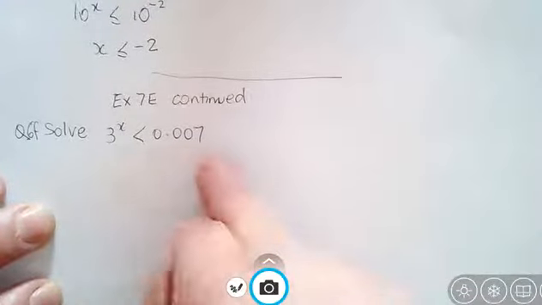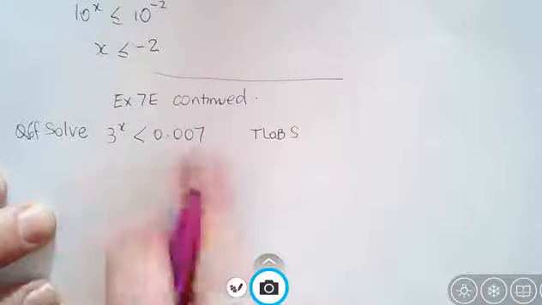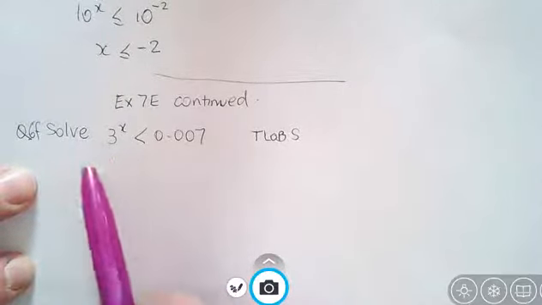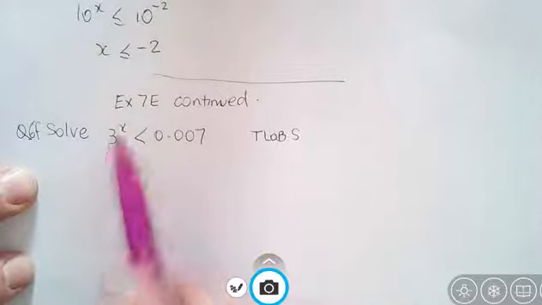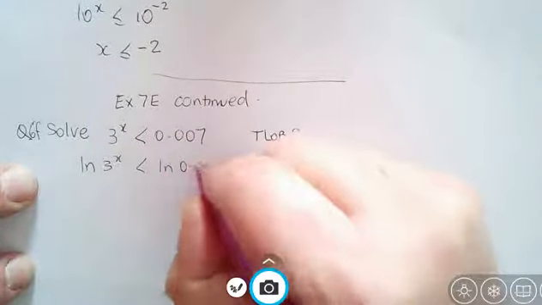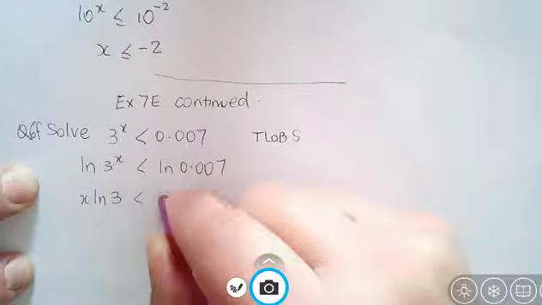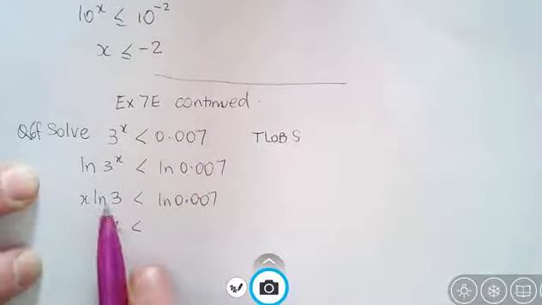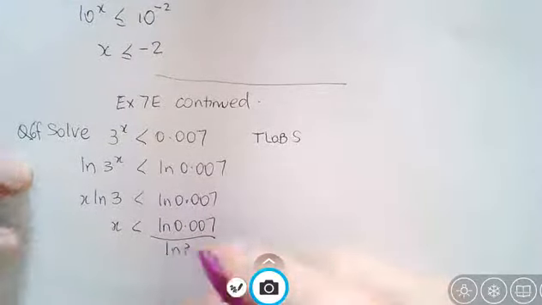So with this type of question, you need to take logs of both sides. Just as we were taking logs of both sides with equations with equal signs, you can do the same with inequalities, as long as this number, if it's of the form a to the power of x, as long as the a is greater than 1. So I'm going to take ln of both sides. And now the x comes to the front. Now we're dividing by ln3. Now we know that ln3 is positive, so we're dividing by a positive number, so the inequality sign does not need to change.